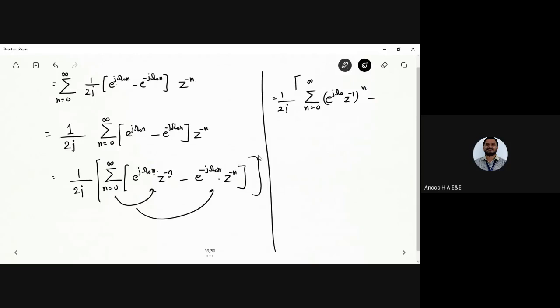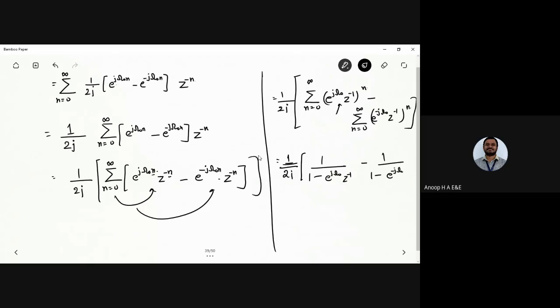Minus, I can write it in brackets, sigma n equal to 0 to infinity e power j omega naught z power minus 1. This also has a minus, so I can raise the whole thing to the power n. So this term would be sigma n equal to 0 to infinity a power n, times 1 divided by 2j, which is 1 divided by 1 minus a. Here a is e power j omega naught z power minus 1, so this entire term is 1 divided by 1 minus e power j omega naught z power minus 1, minus 1 divided by 1 minus e power minus j omega naught z power minus 1. So I can write it with e power 2j. This would be the ROC which is present there.